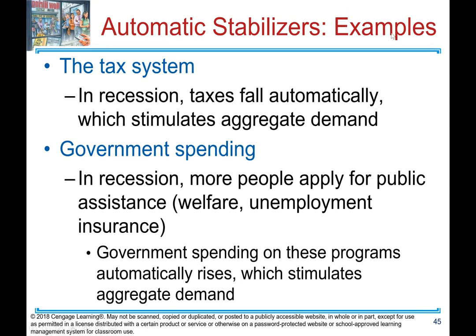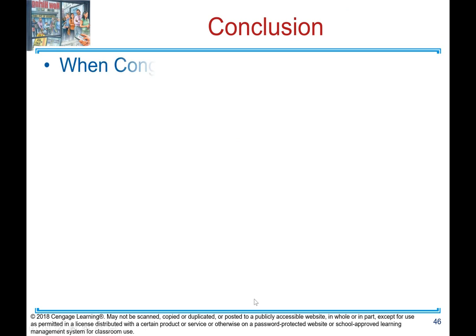Automatic stabilizers examples: the tax system. In recession, taxes fall automatically, which stimulates aggregate demand. Government spending. In recession, more people apply for public assistance, welfare, and employment insurance. Government spending on these programs automatically rises, which stimulates aggregate demand.